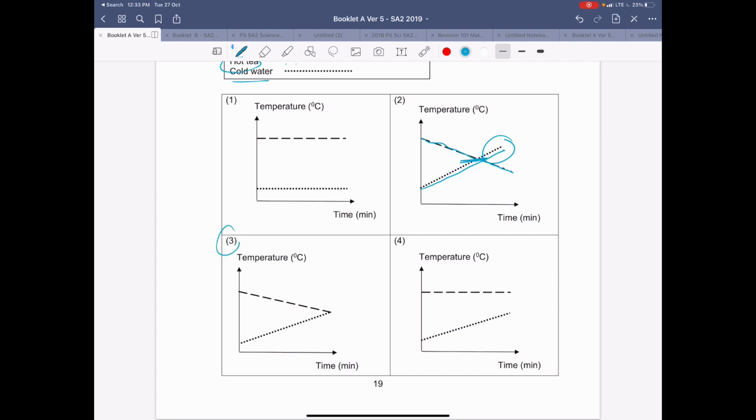So answer number 3. Why? Because they should meet at a center point, and then they should go straight eventually. Remember we always say that it will lose and gain heat until they reach an equilibrium.